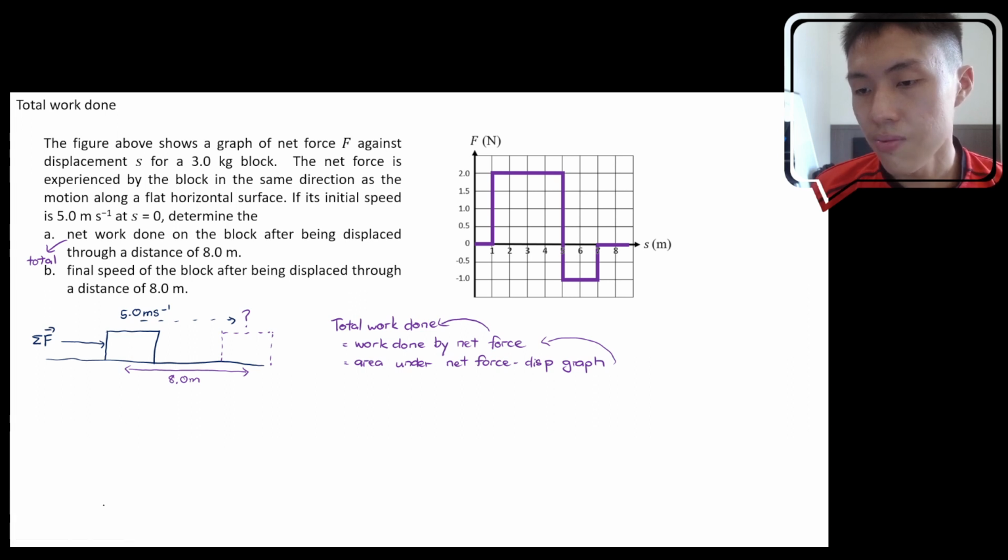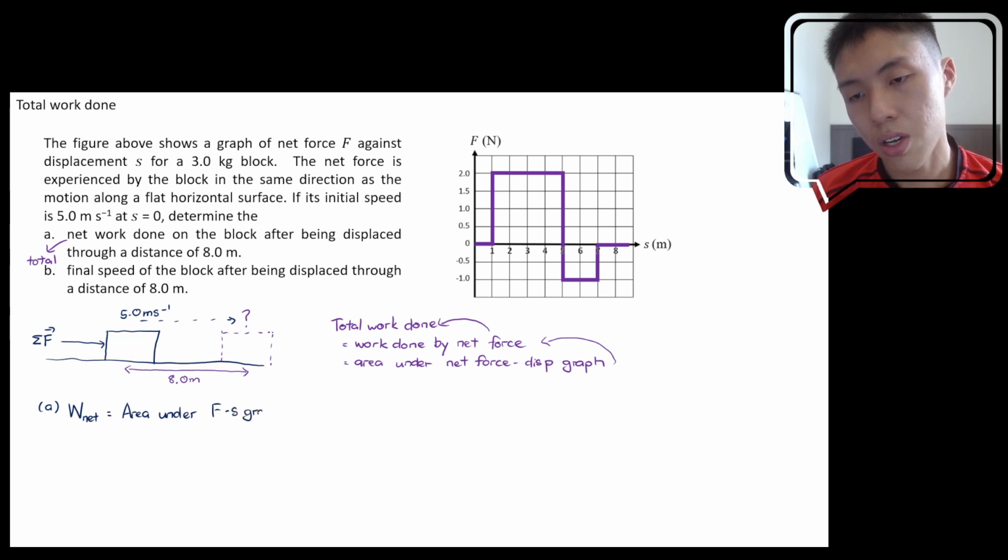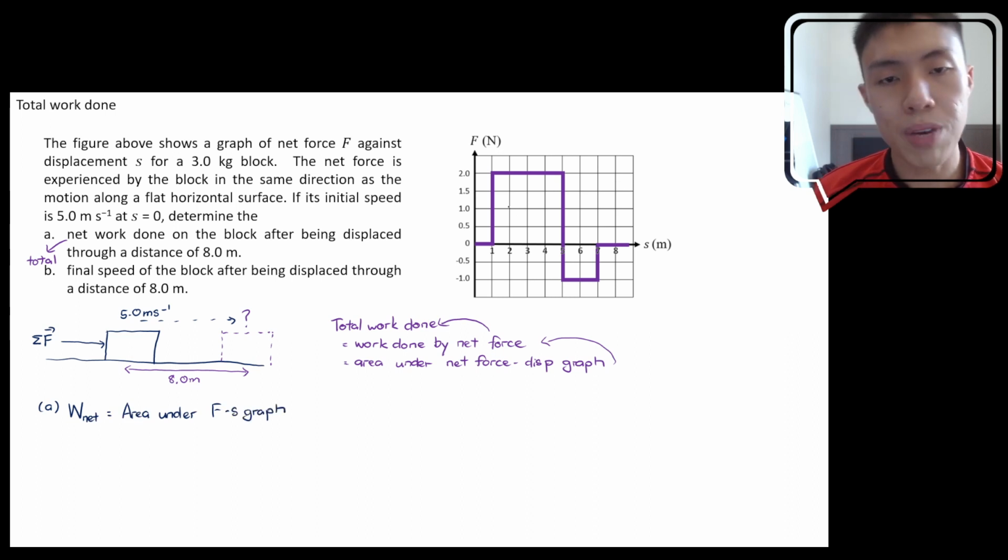Okay, so if we know that, now what we need to do is just to find the area under the graph. Okay, so net work done, you can say W total or W net, that's fine as well. The net work done will be the area under the F-S graph. Okay, so you can see that there's two big chunks of area in between 0 and 8 meters. The first big chunk will be this chunk over here.